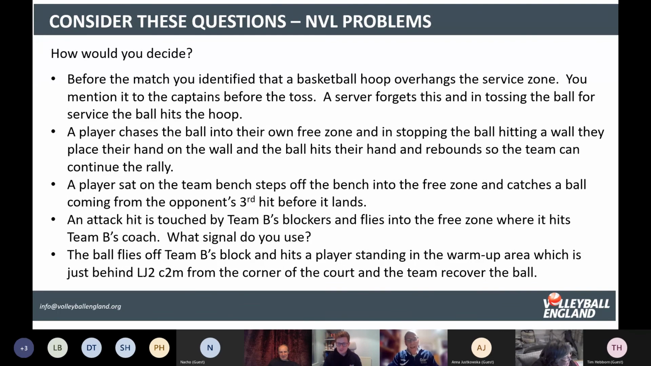Awesome, thank you. Okay. We talked about the next one before, but an attack hit is touched by Team B's blockers and flies into the free zone where it hits Team B's coach. What signal do you use? Okay, so which signal do we use? It's an either or. Do we use ball touched or do we use out?